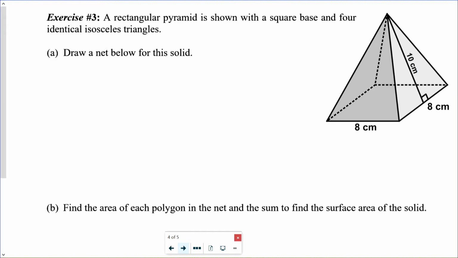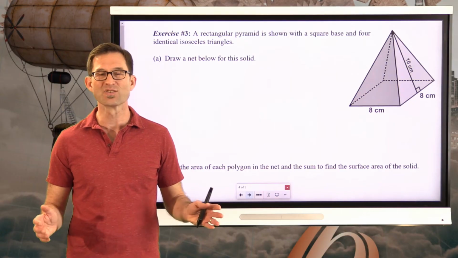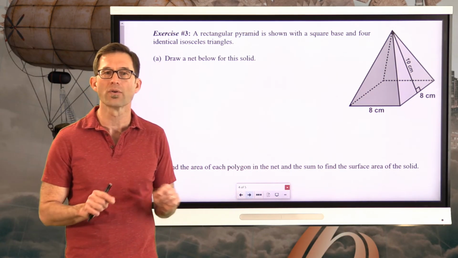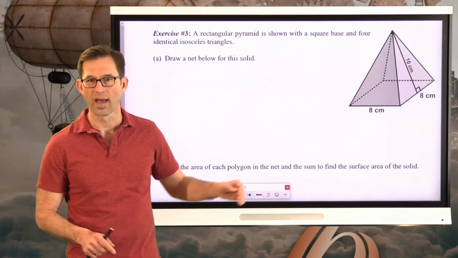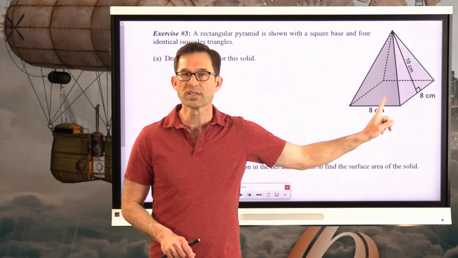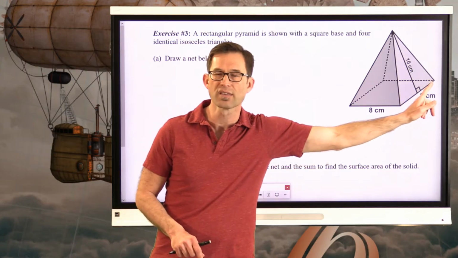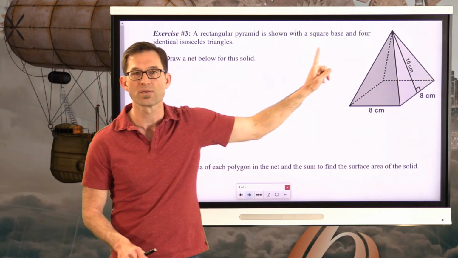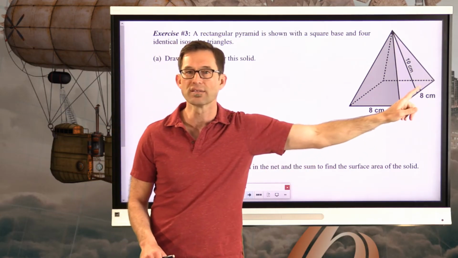Draw a net below for this solid. All right, this is really cool, right? Now, first, before we even draw the net, let's make sure that we understand how many faces this thing has, right? It's got a square as its base that's 8 centimeters by 8 centimeters. And I know that may not exactly look like a square, but they did say it's got a square base, right? 8 centimeters by 8 centimeters.